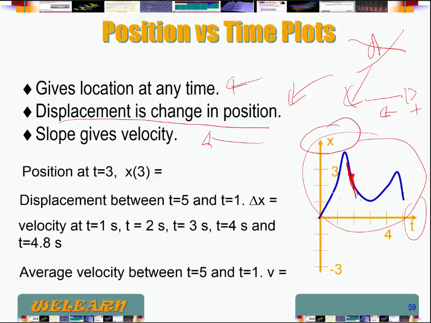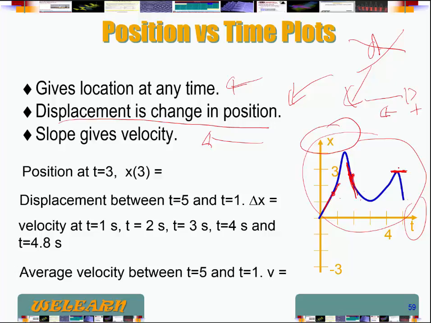Now if I'm here, see, my slope is a positive slope telling us that the object is moving in the positive direction with a positive velocity. If we go to the top here, slope is 0. That's when we have a 0 velocity. That's essentially when our object is going to turn around, so there is a momentary stop. That's what we have there.